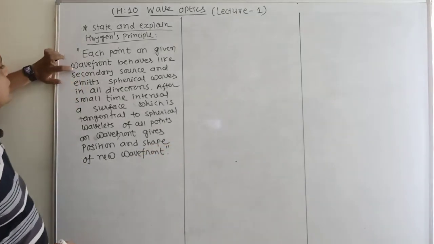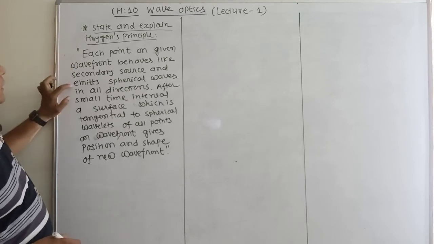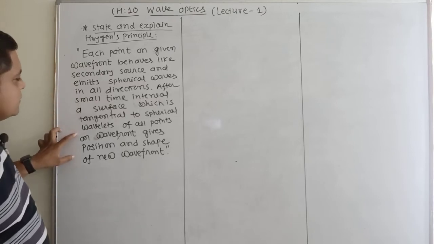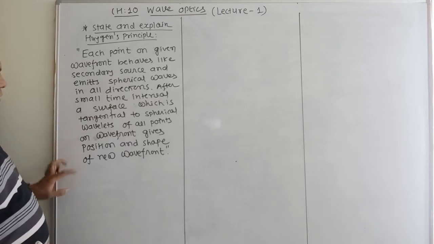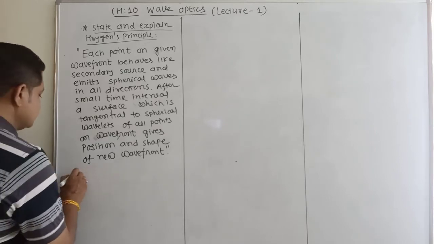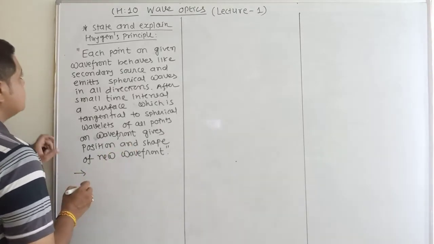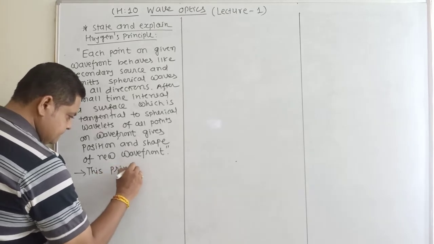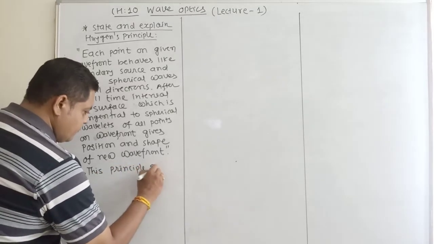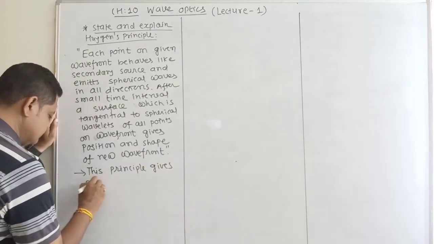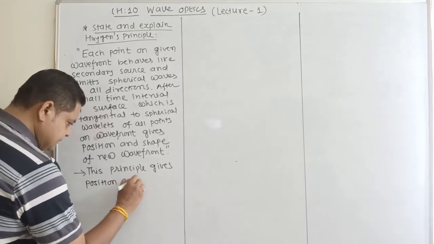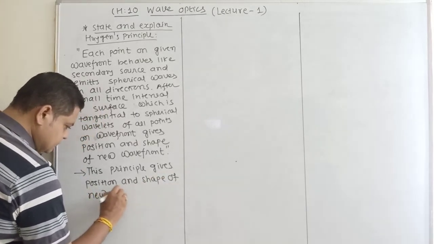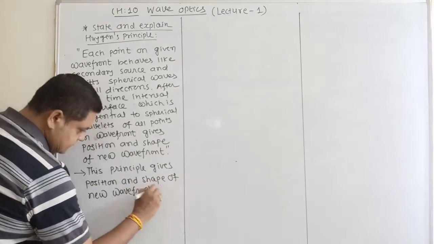Pay attention: each point on a given wavefront behaves like a secondary source and emits spherical waves in all directions. After a small time interval, a surface which is tangential to the spherical wavelets of all points on the wavefront gives the position and shape of the new wavefront. So this principle gives the position and shape of the new wavefront.